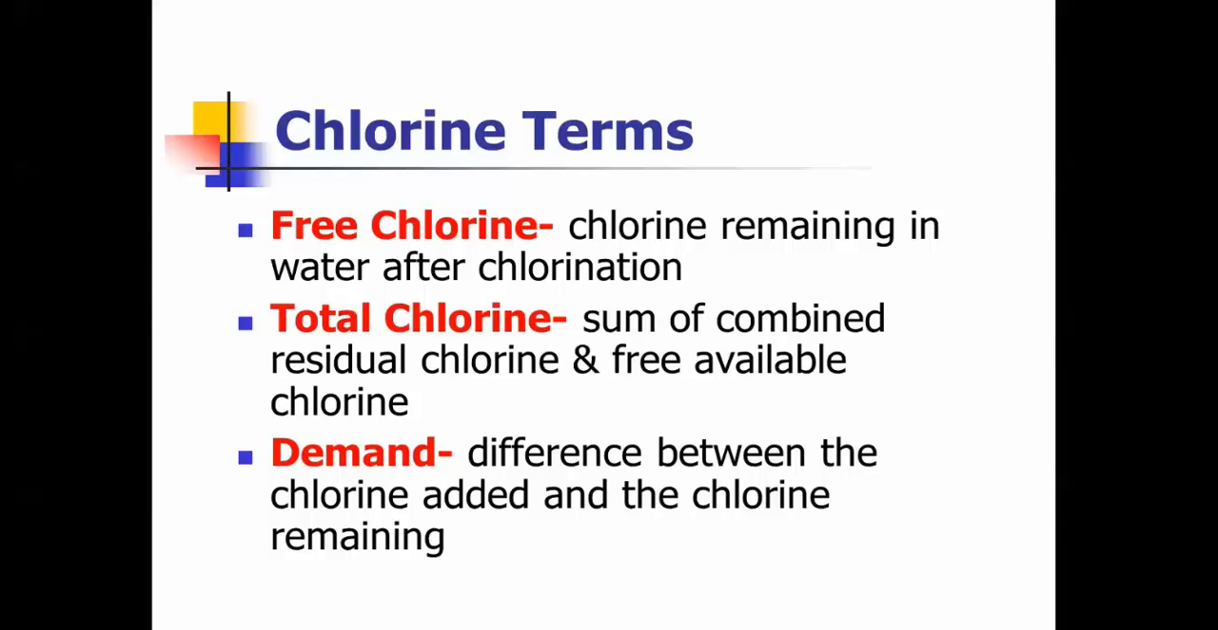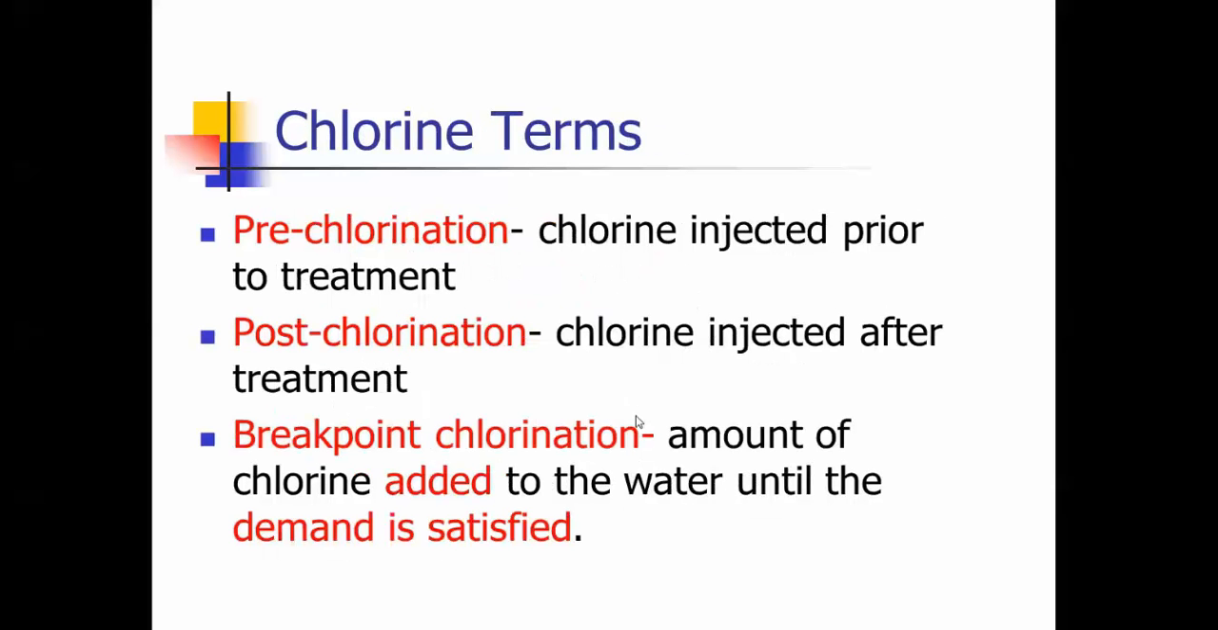Chlorine terms. Free chlorine is chlorine that's remaining after chlorination. The total chlorine is the sum of combined and residual chlorine and free available chlorine. The demand is the difference between the chlorine added and the remaining chlorine. Pre-chlorination is chlorine injected prior to treatment. This is not done because the organics in the water cause disinfection byproducts. So it's usually used in post-chlorination situations where it can get into the system and maintain a residual.